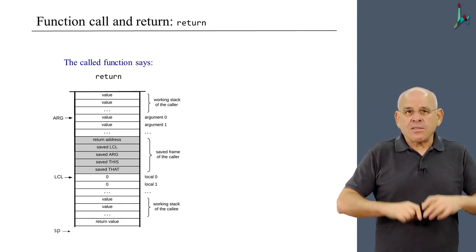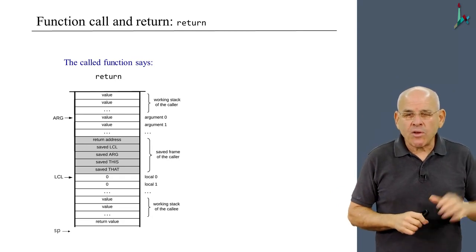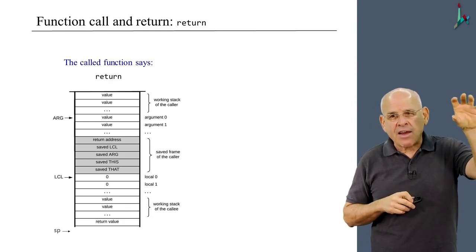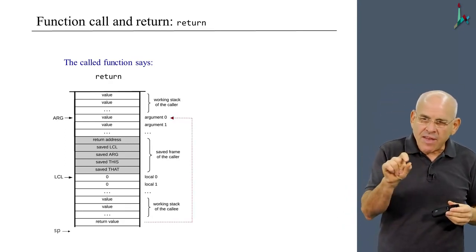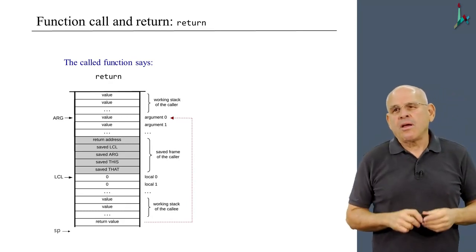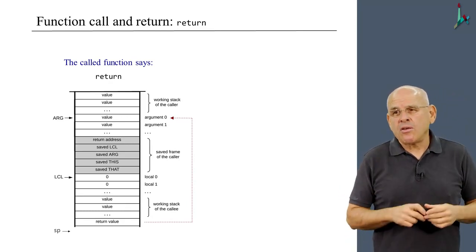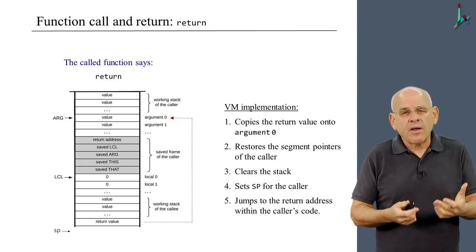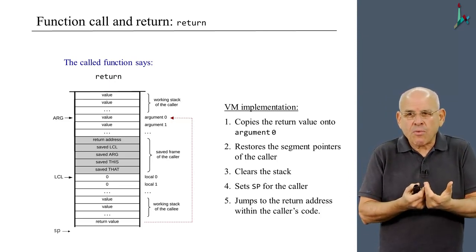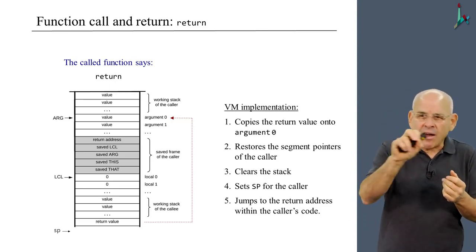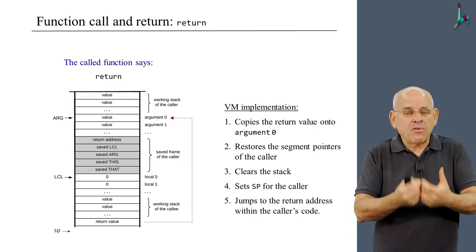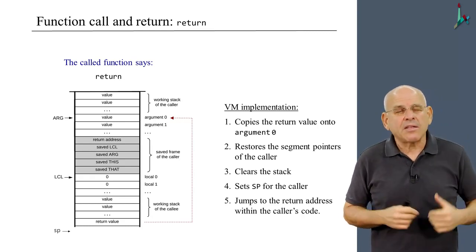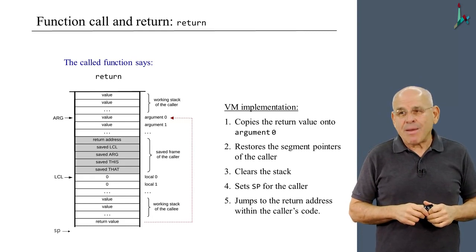Why? Because in the net effect of this operation, I want to replace the values of the arguments that the caller pushed with the return value. So we do this, right? We take the return value and we copy it onto the word which can be referred to using argument 0. The next thing that we do is we want to restore the segment pointers of the caller, right? We want to take the saved LCL, the saved arg, the saved this, the saved that, and turn them into the current LCL, arg, this, and that. By doing this, I'm going to reconnect, so to speak, with these memory segments.